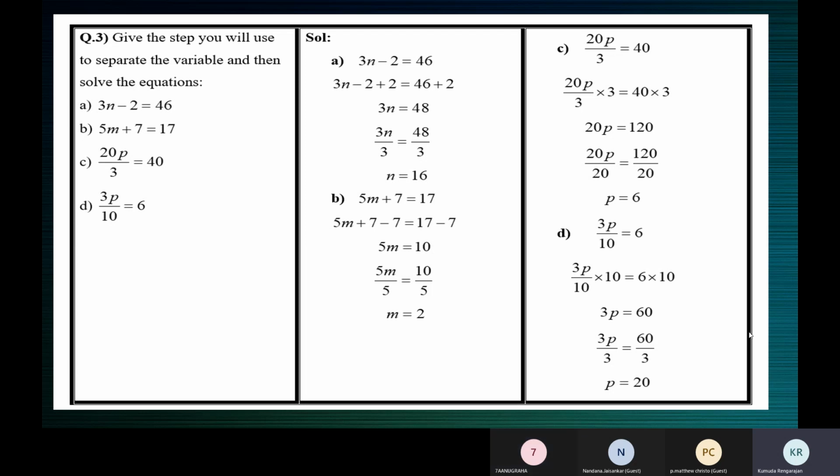Try 3A. Okay, ma'am. 3n minus 2 is equal to 46. So we have to add some number to the LHS and RHS. So 3n minus 2 plus 2 is equal to 46 plus 2.